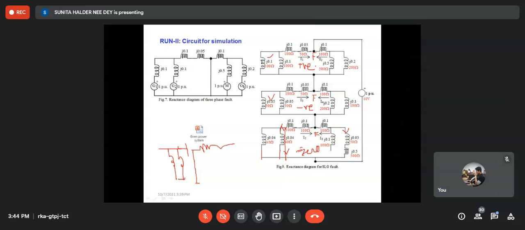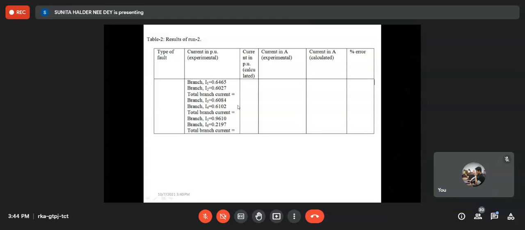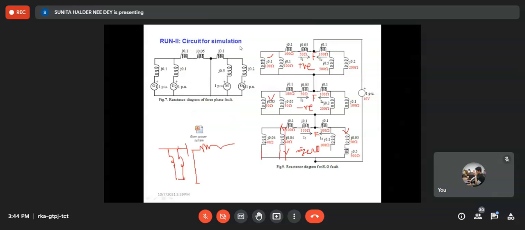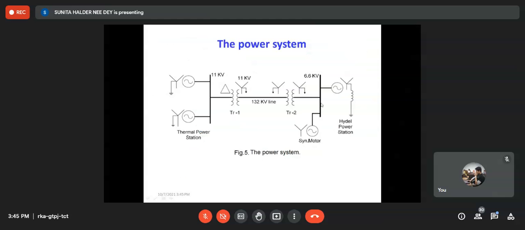So here also all the branch currents are marked as I1, I2, I3, I4, I5, I6, and those currents are given in the table, right? So from there you can calculate the actual current by converting that per unit using the base quantities. So for this particular network, the fault has occurred at the H2 terminal of transformer T2. Then what will be the base MVA and base kV? Can you tell me? Because you have to convert the per unit current to the actual one.